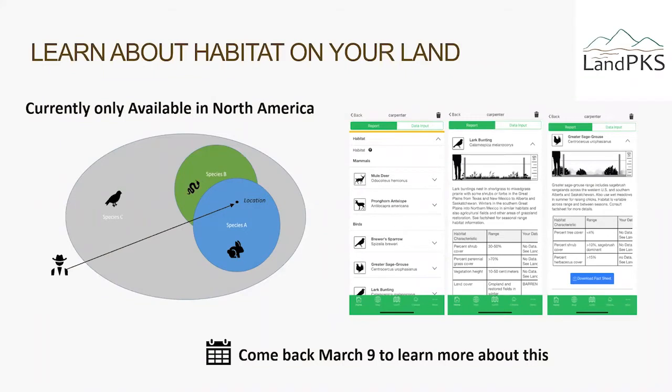So the shrub cover, grass cover, vegetation height, land cover, etc. And then the third column in this table is your own data. So if you've collected data using LandPKS for that location, it will populate that table so that you can make your own comparisons between your own data and the habitat requirements for that particular species. So again, come back on March 9th to learn more about this particular feature and about the vegetation data collection tools in general that we have on LandPKS.